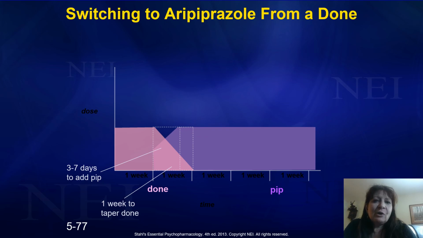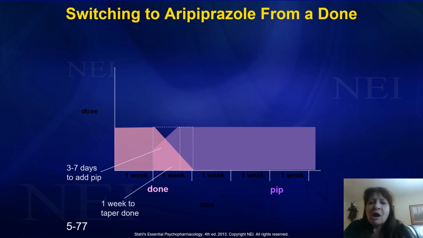Switching to aripiprazole from a done. So a done to a pip. Again, start the aripiprazole at a middle dose, and the done can be decreased over a week, and the aripiprazole can be increased over a week, but also start at the middle dose of aripiprazole, not at a super low dose.